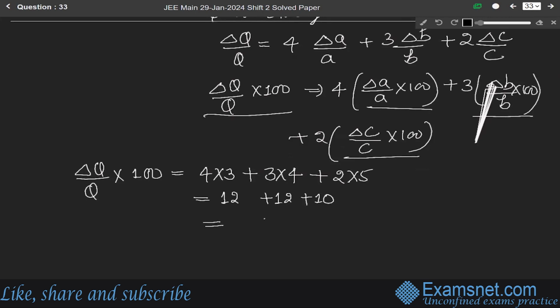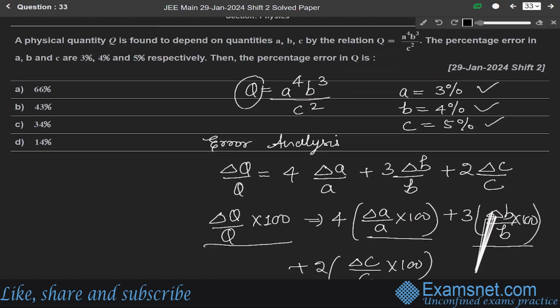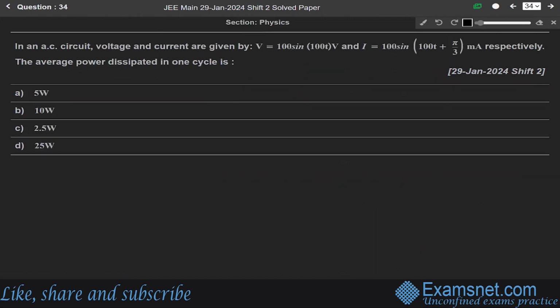So our answer is 34%. So the percentage error in Q will be 34%. That is option C. Now next question, question 34.